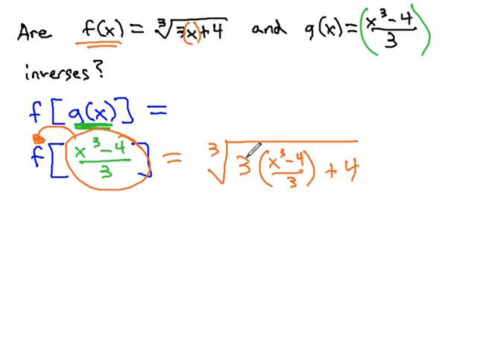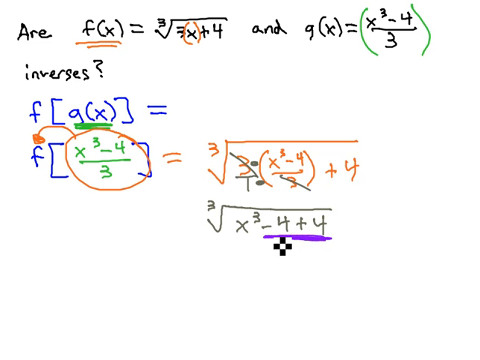One thing I notice is inside the brackets, under the radical, that 3 is 3 over 1, and since this is 3 times and 1 times, these 3s are factors. So, we can divide out those factors. So, we now have the cube root of x cubed minus 4 plus 4, which is also nice, because when we combine like terms, minus 4 plus 4 is 0.